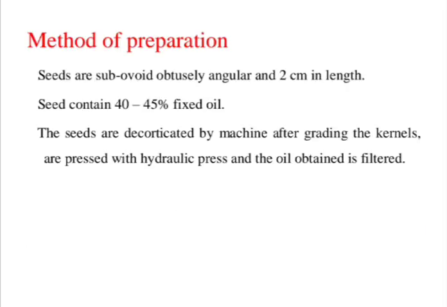Method of preparation. The seeds are subovoid, angular and 2 cm in length. Seeds contain 40 to 45% of fixed oil. The seeds are decorticated by machine, and after grading the kernels are pressed with a hydraulic press, and then the oil obtained is filtered.